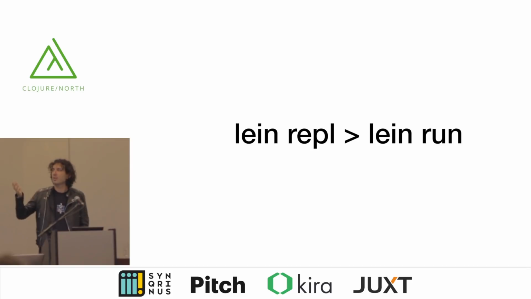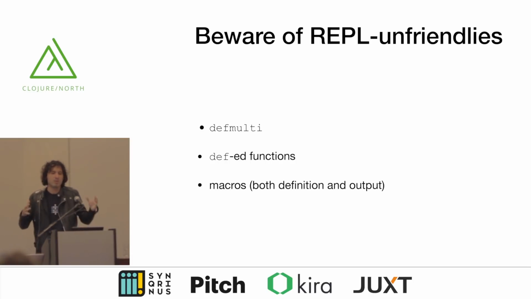So even nowadays, when working on Clojure, I'll usually just spin up a fresh REPL instance and load the entire Metabase within that REPL, and then have the whole thing at my fingertips. Doing so, there are a couple of REPL-unfriendlies in Clojure in general, just pitfalls.